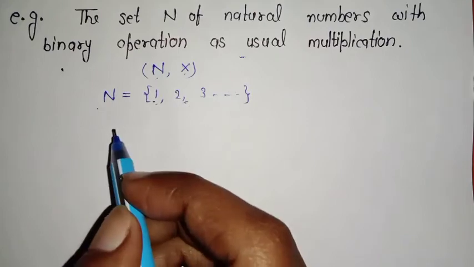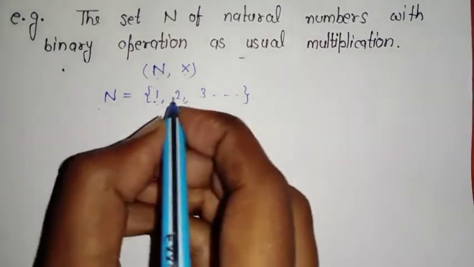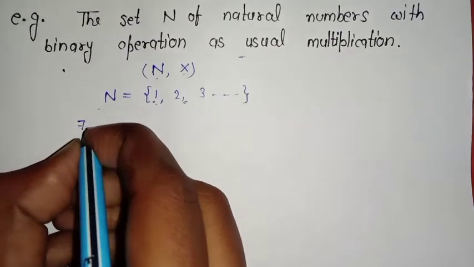So we will see this. I am taking two elements of this set. Suppose I am taking 7 and 8.